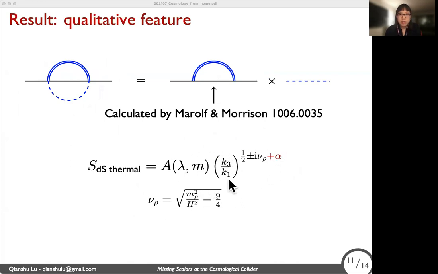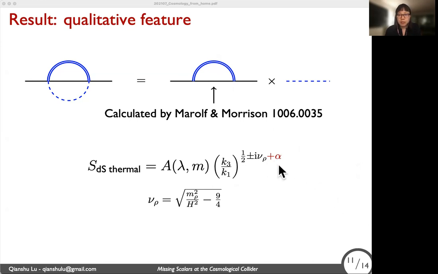So again, we have the K3 to K1 ratio raised to the power of half plus minus i nu rho. So this is exactly like before, like the case for the free rho propagator. But now the real part of the exponent is being corrected by our signal, which I'm calling with a symbol alpha. And alpha is a function that depends on the coupling structure, coupling constant, and the two masses. But here it's important to notice that we have a plus sign here, and alpha is always positive.